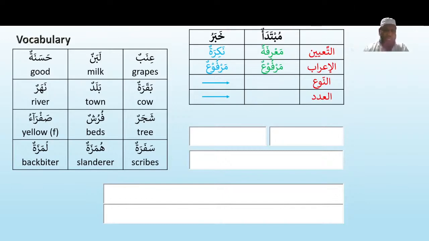Humazatun, slanderer, and lumazatun, backbiter. It's obvious we will not have enough time to make a jumla with all these nouns. So we'll take one word, make a jumla from there, then we'll translate, and then we will do the i'rab of the jumla. So let's choose baqaratun. Let's do a muannas.